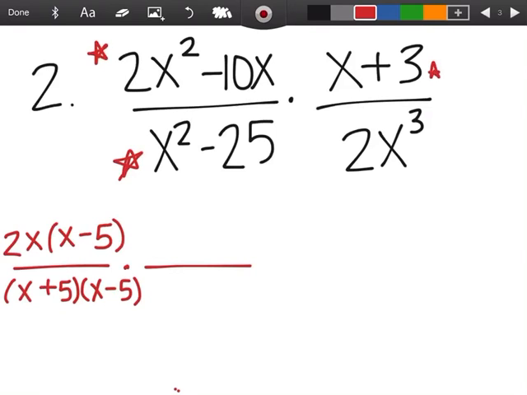And then x plus 3 doesn't factor at all, but I'm going to put it in parentheses because if any of it's going to reduce, the entire thing has to reduce.